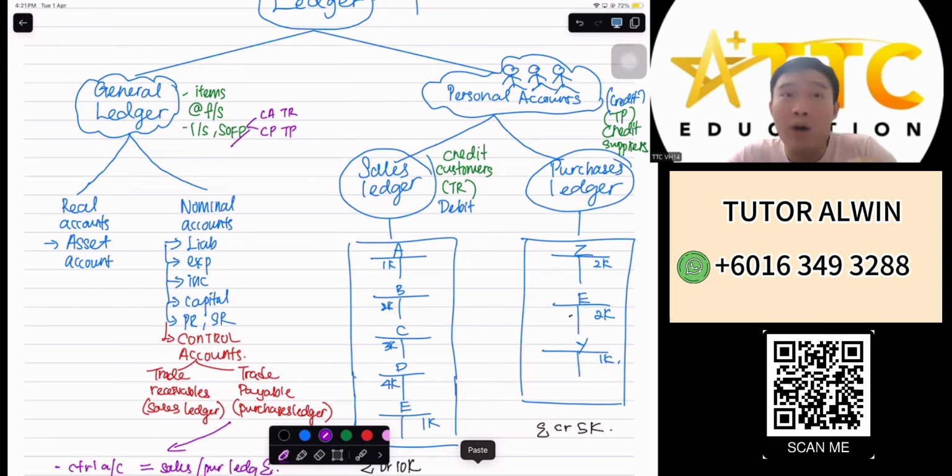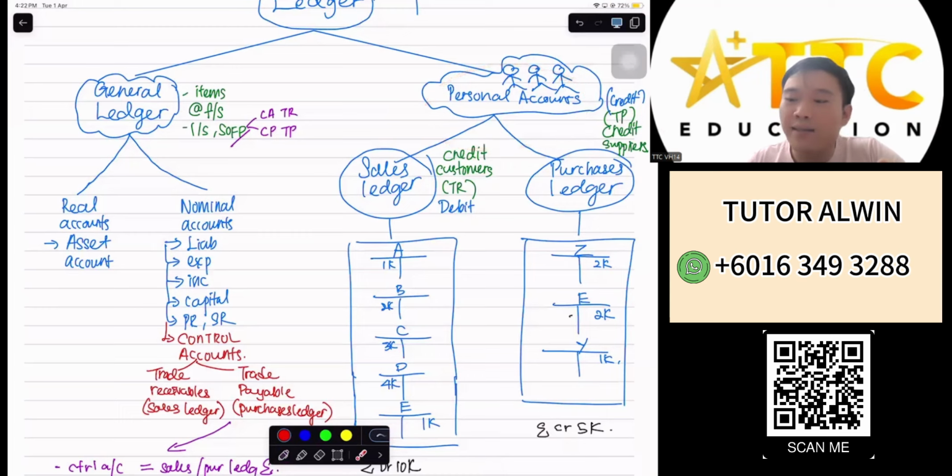You do not want to mess up your SOFP with a list of all trade payables' names being listed down in your current liability section. And the same goes for your trade receivables in your current asset section. You do not want to write all the names of the hundreds of customers. If not, your SOFP will be very long, and people will know who your suppliers and customers are. Therefore, no privacy. So that's why we have something called the personal accounts.